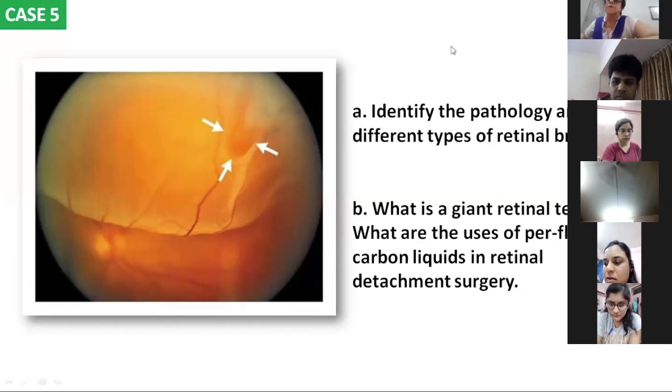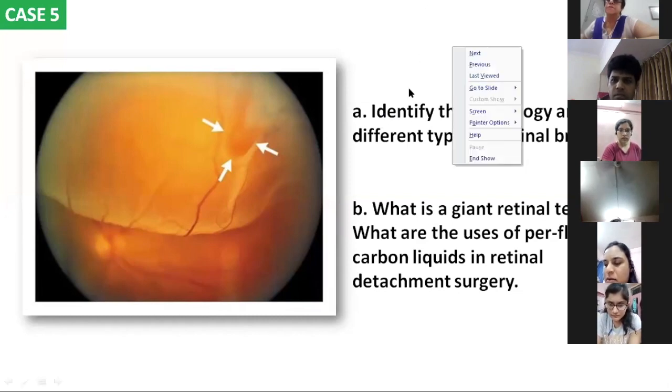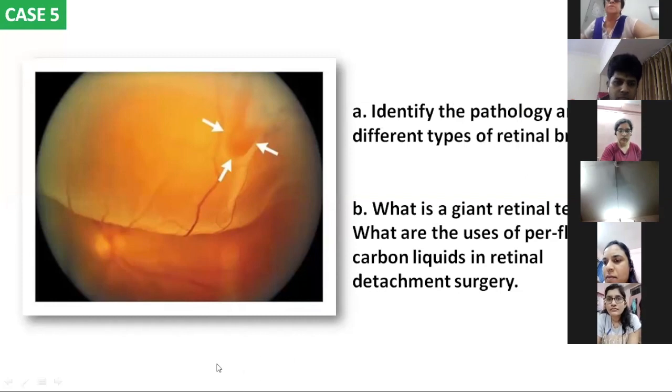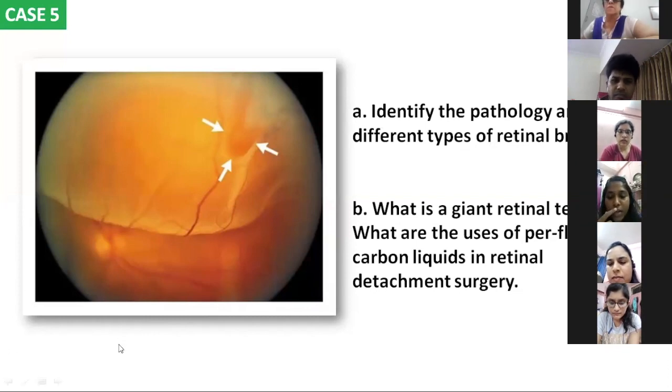Anyone else can answer? Ma'am, as a tamponade, for superior retinal detachment. Ma'am, if there is PVR or the retina is shrunken, it may be used to flatten the retina during the surgery. Okay, last 15 seconds, please answer. To unroll the margins of the retinal break.